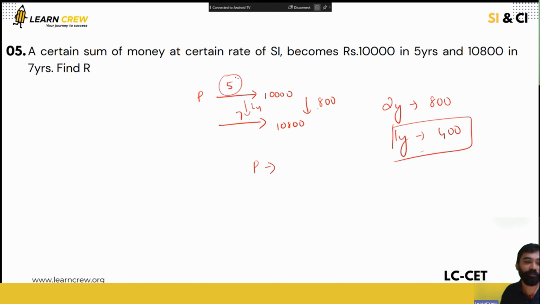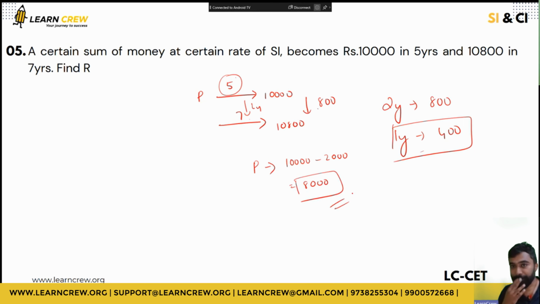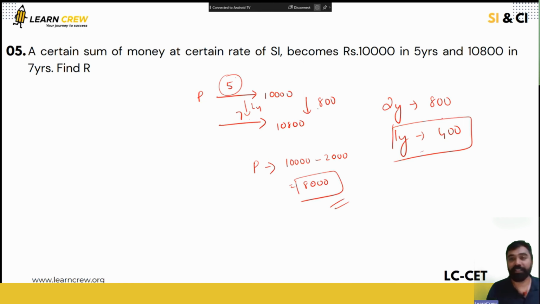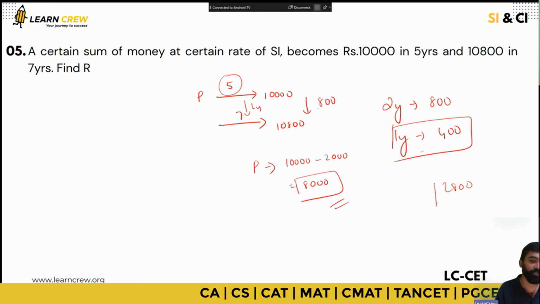If for a single year the simple interest is 400, what is the principal amount? This is going to be 5 into 400, which is 2,000, so 10,000 minus 2,000. That is nothing but 8,000. This is your principal. On this principal amount, you are paying yearly 400 rupees of simple interest, and over a span of 7 years, you have paid 2,800 rupees extra.